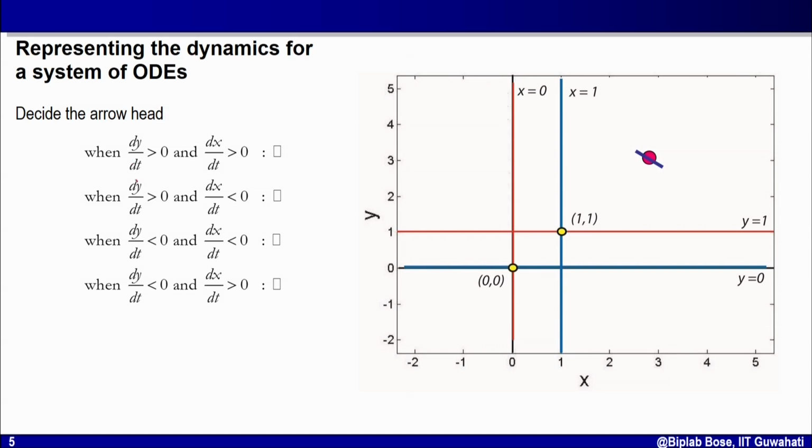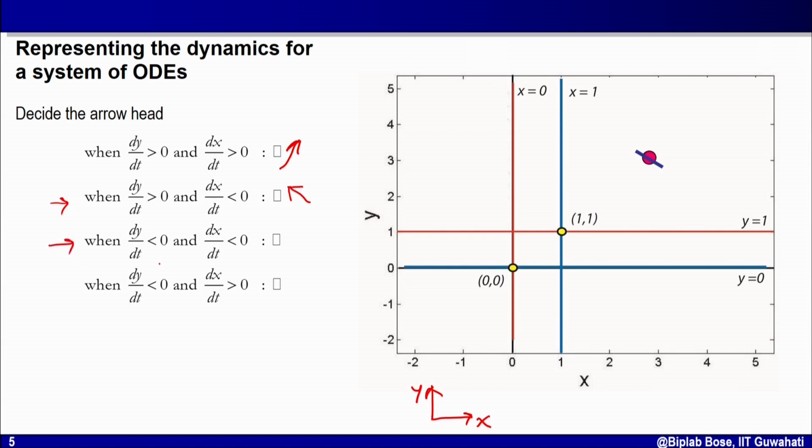Suppose dy/dt is greater than 0 and dx/dt is also greater than 0. That means with time both x and y will increase, and I will put an arrow pointing to the upper right. When dy/dt is greater than 0, that means y is increasing with time, and dx/dt is less than 0, meaning x is decreasing, then I can have an arrow like this. So y is increasing, x is decreasing. Remember, in my plane I have x on the horizontal axis, y on the vertical axis.